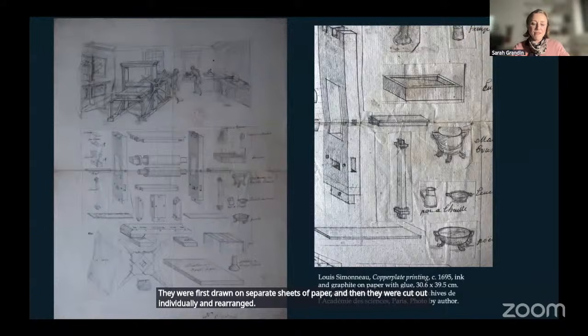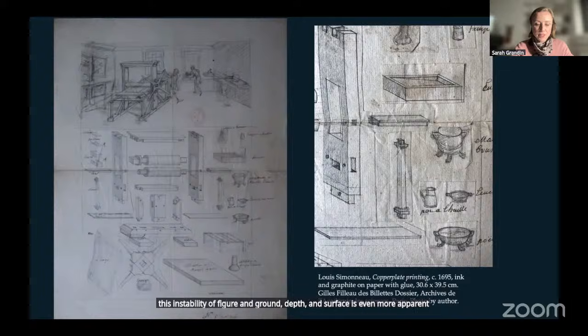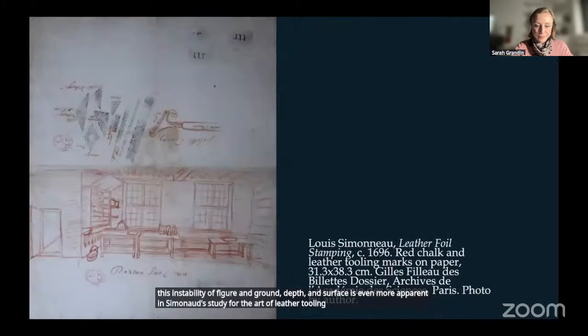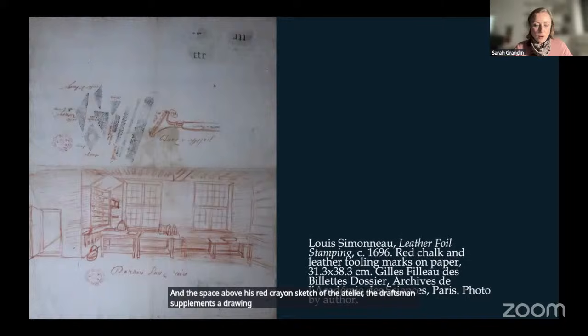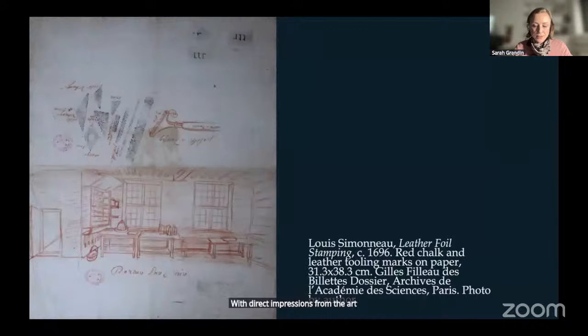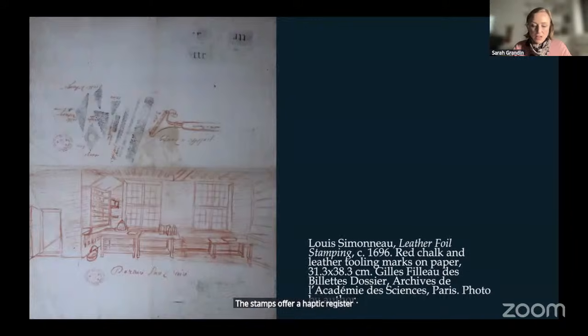This instability of figure and ground, depth and surface is even more apparent in Simonot's study for the art of leather tooling and gilding. In the space above his red crayon sketch of the atelier, the draftsman supplements his drawing of a curved rocker or a pallet with direct impressions from the artisan's decorative metal stamps. While the drawing of the workshop implies Simonot's first-hand visual observation as the source of his knowledge, the stamps offer a haptic register of information and proof of physical contact.